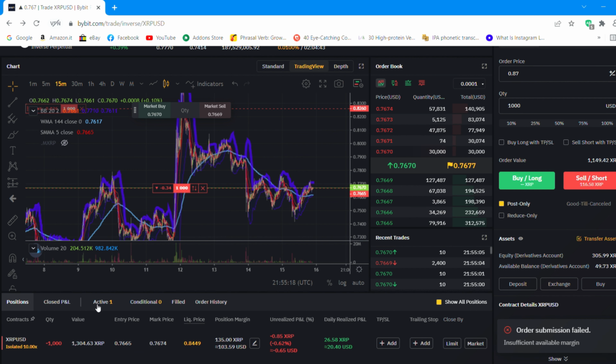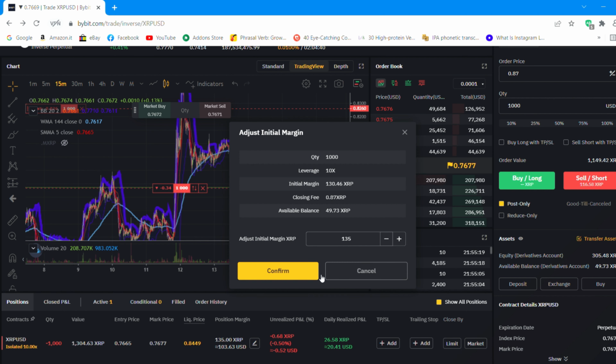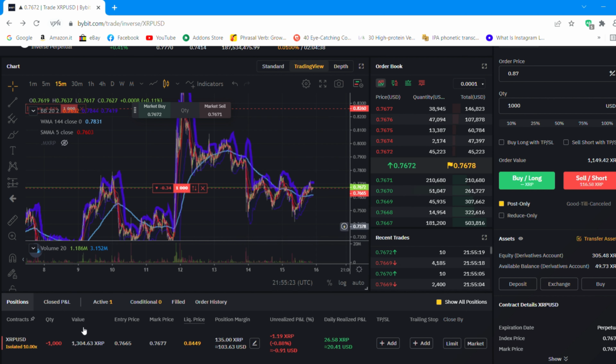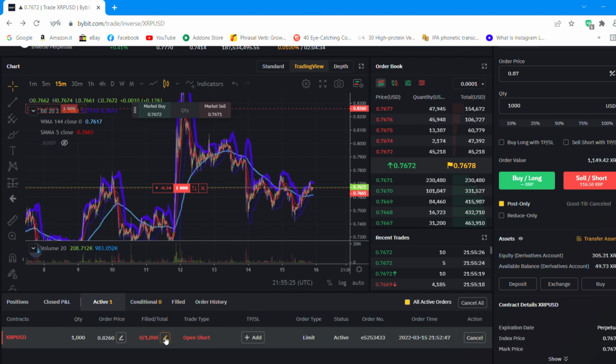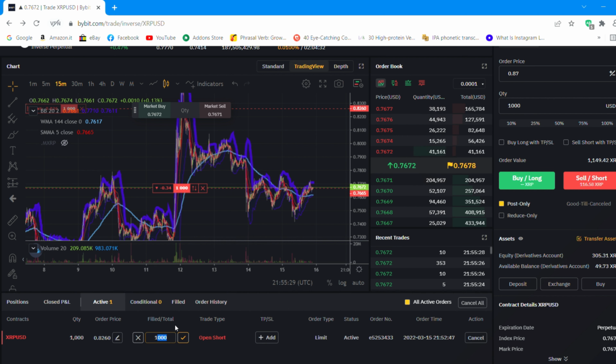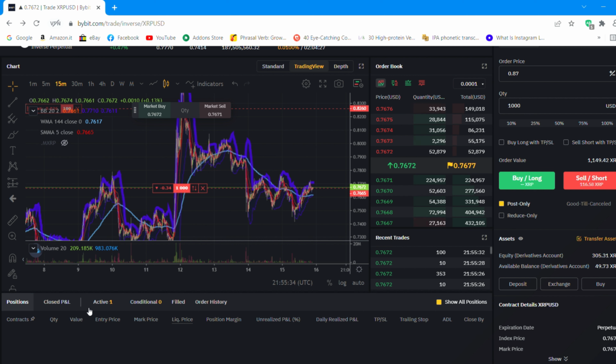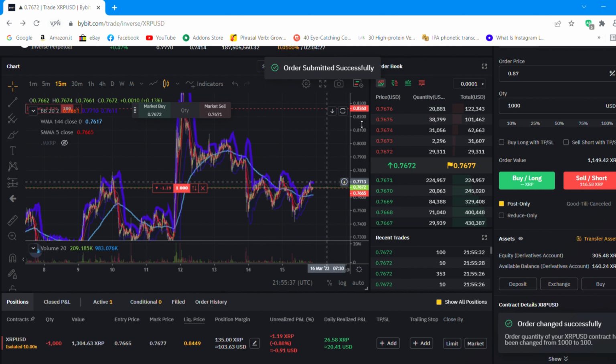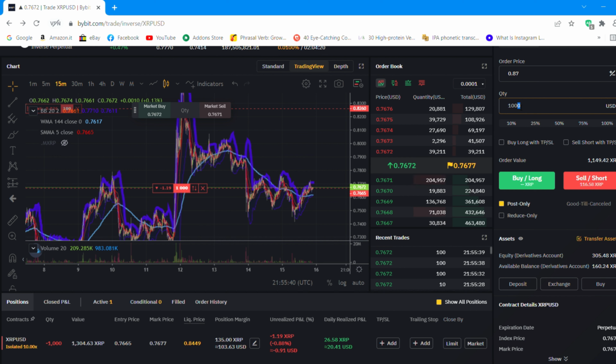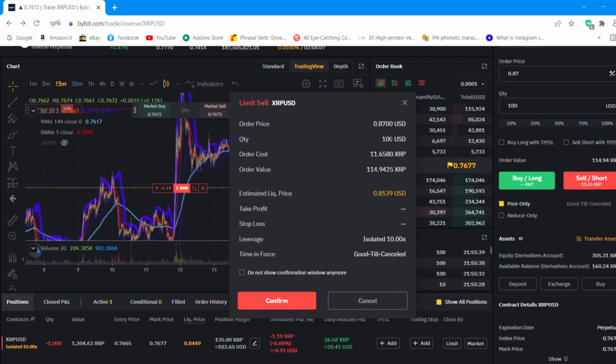Because I put too much money in, let me remove this one. Active. You can always change the amount. Let's say I put 100 in. Perfect. So here at 87, let's say I want to put another 1,000. I'll put 100 in, but you guys think it's a 1,000 because that's how I go, 1,000, 1,000, 1,000. So sell again, and in this way I will have my margin, my liquidation protected.